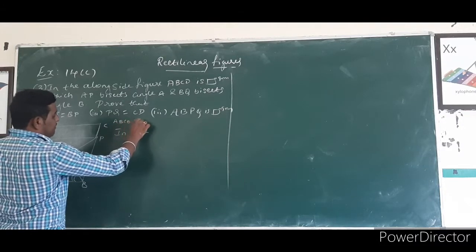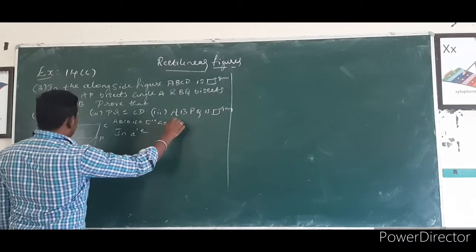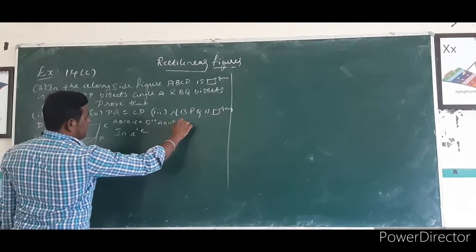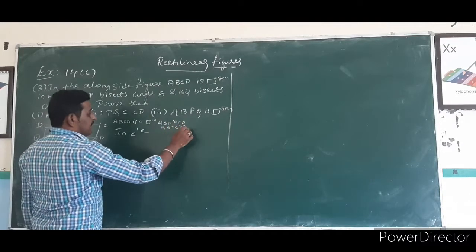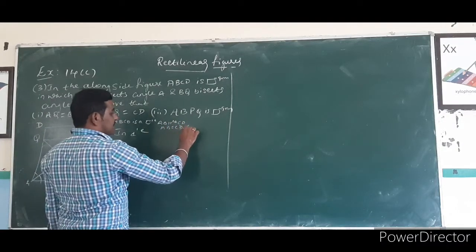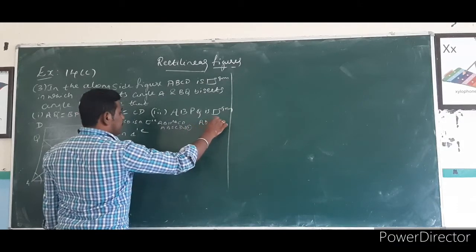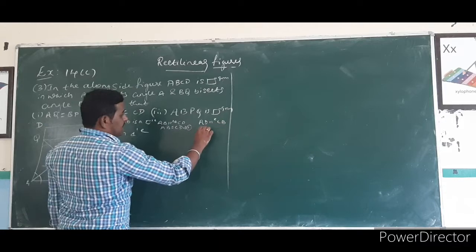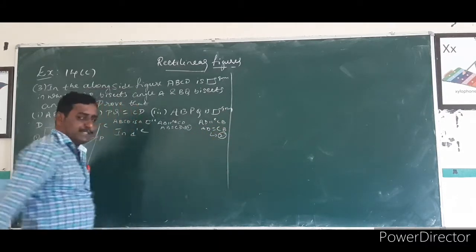ABCD is a parallelogram, they are given. AB parallel to CD. AB is equal to CD. This is equation number 1. Next, AD parallel to BC. That is AD equal to BC. This is equation number 2.